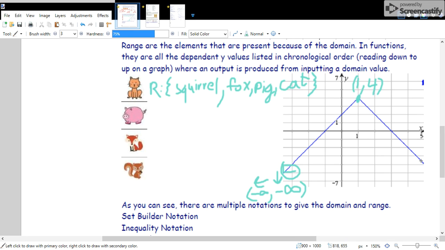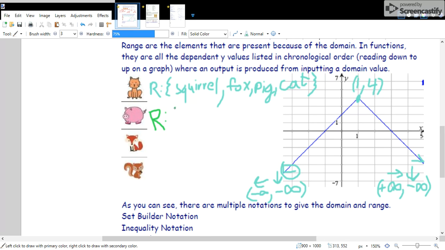And then we're going to label our other arrow. It's going right and down. So it's going to be positive infinity and negative infinity. So using these, we can write out our set builder notation and our interval notation.